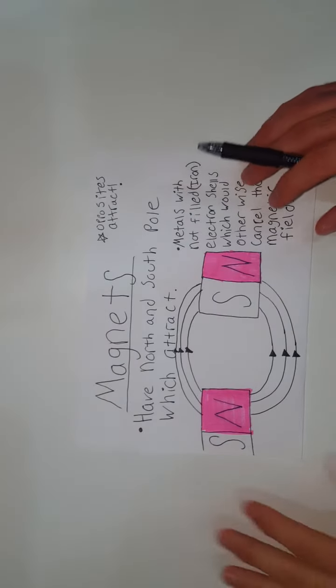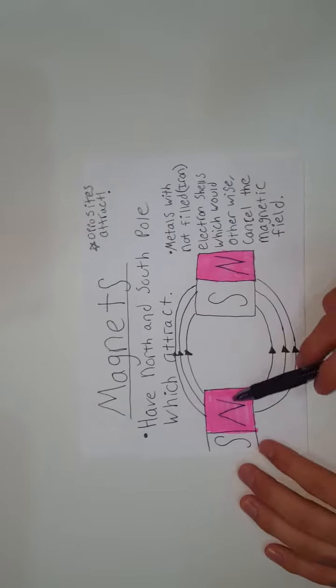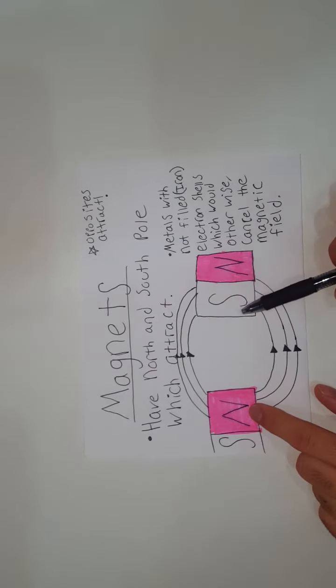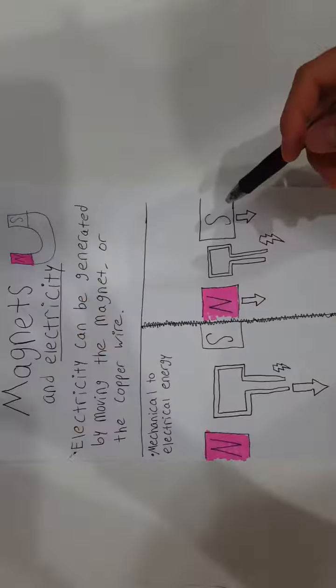The next step for understanding how motors work are magnets. So a magnet is simply a north and south pole in which opposites attract. So north is attracted to south and south is attracted to north. And every magnet has a south and north pole.